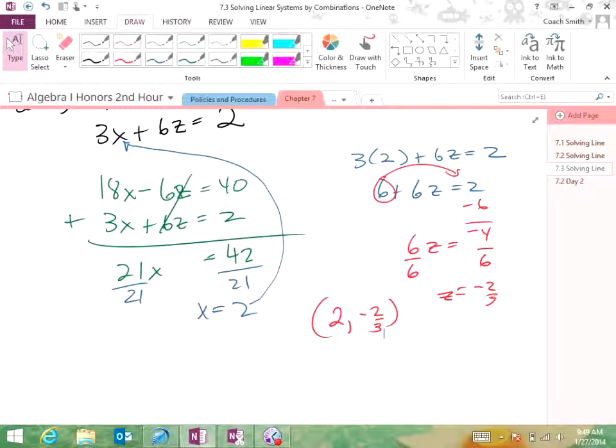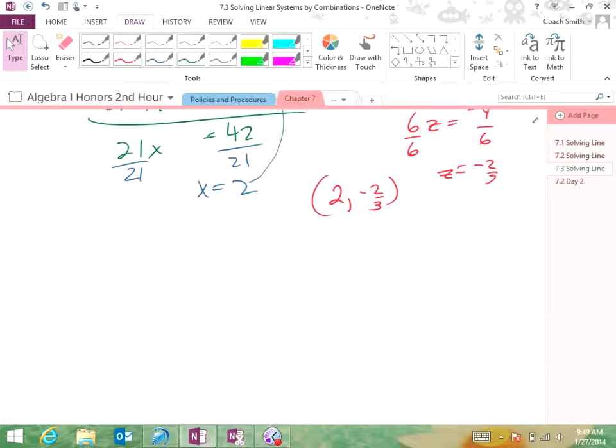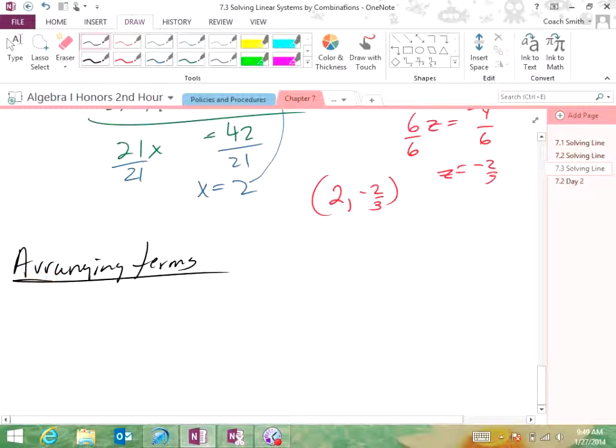Last one. Arranging terms. Realistically, this one just adds another step to it. Basically, that is all they're doing. For example, look at 26. 26 says 3b plus 2c equal 46. I'm not even going to write the equation underneath it because it's all jacked up. So we're just going to put it over here.